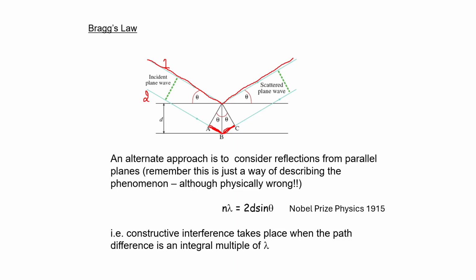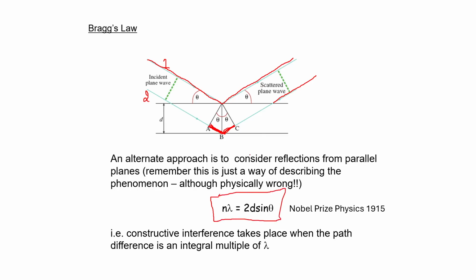There can be constructive interference if this second wave is traveling an extra distance of AB plus BC, and this AB and BC are equal only, so we can say that the second wave is traveling an extra distance of 2AB. And if we evaluate it, then we can get Bragg's equation, which is n lambda is equal to 2d sine theta.